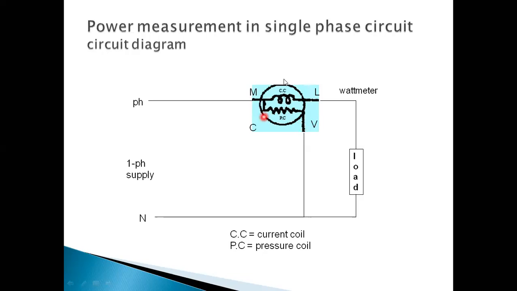In this manner, we have the single phase wattmeter, which is a dynamometer type wattmeter. Here we can see that M and L are connected. The current coil is connected in series with the load. The pressure coil is connected in parallel with the load. Getting into the further slides, we'll see the same. We'll see the practical wattmeter connection.